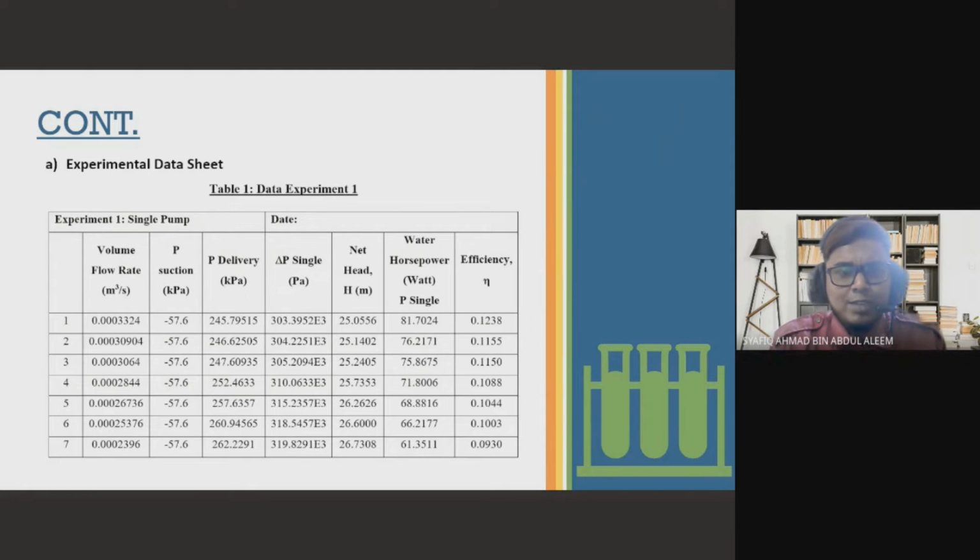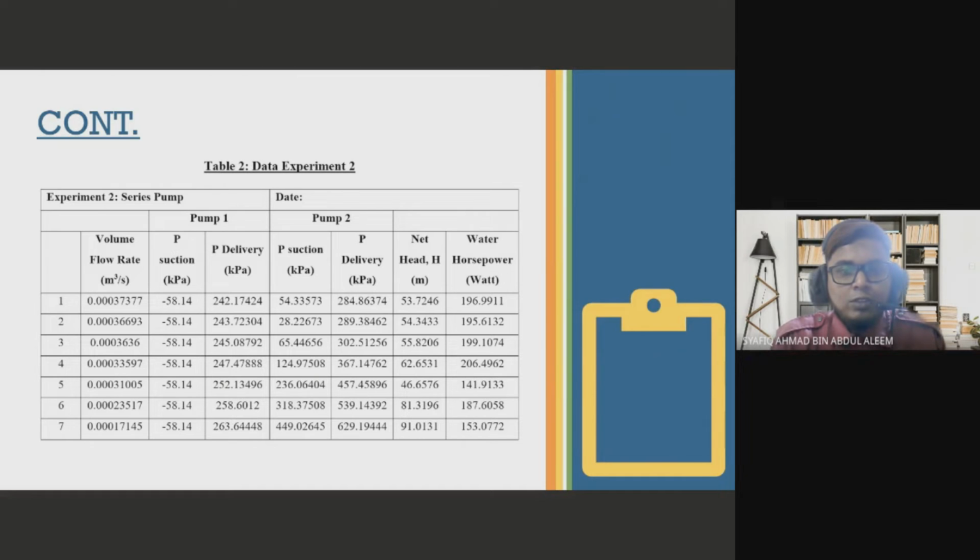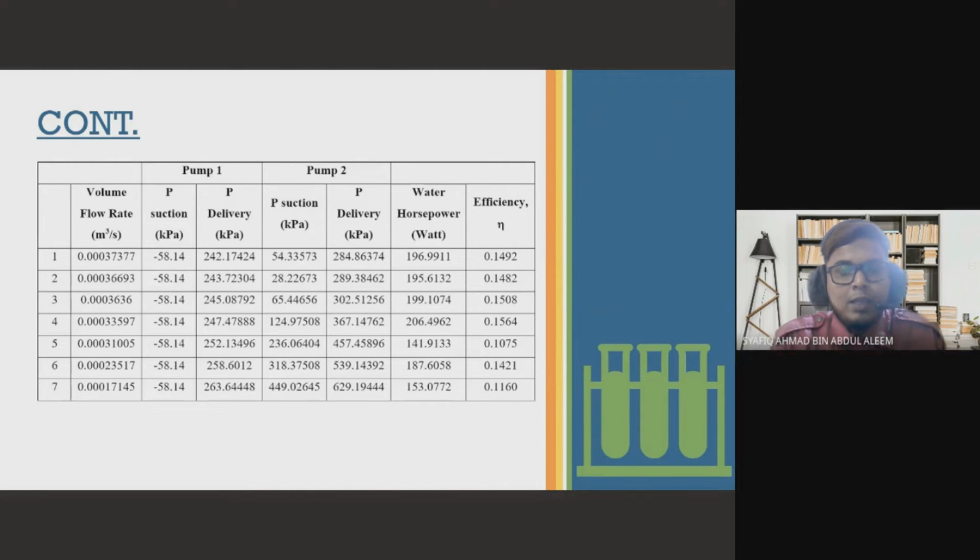Next would be the results for the single pump configuration. As you may see, the net head, water horsepower, and efficiency were calculated and summarized. Moving on to the series pump configuration results, the computed values of net head and water horsepower are shown below. Due to the table's limited space, we insert the computed value of efficiency in the next table for easier tabulation.